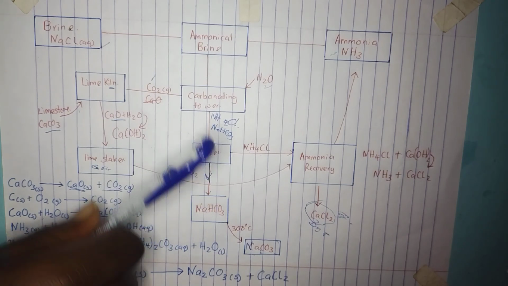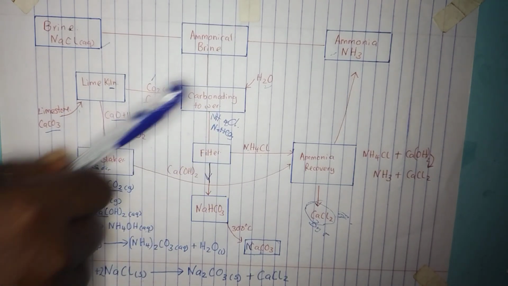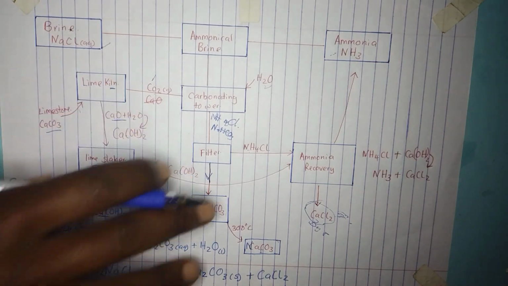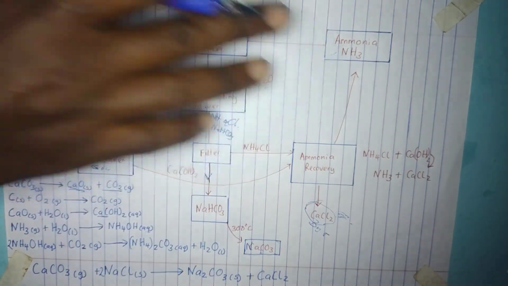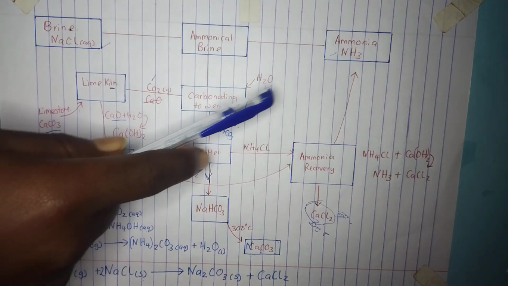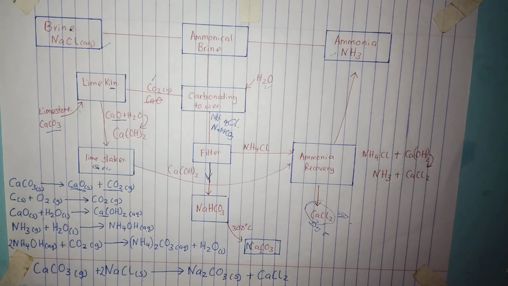The recycled products here are mostly water and ammonia. Most of the raw materials are easily available apart from the ammonia, because water is a universal solvent which is readily available, and table salt is readily available. It can be gotten from the sea and taken to be concentrated to get brine.